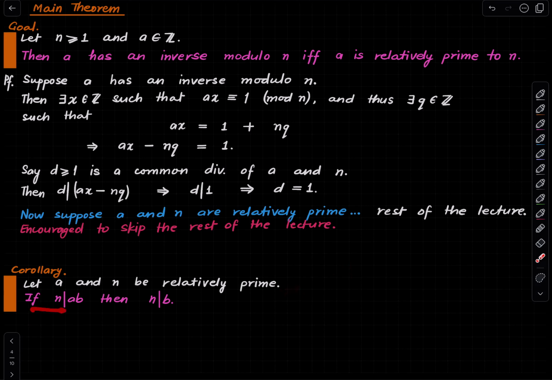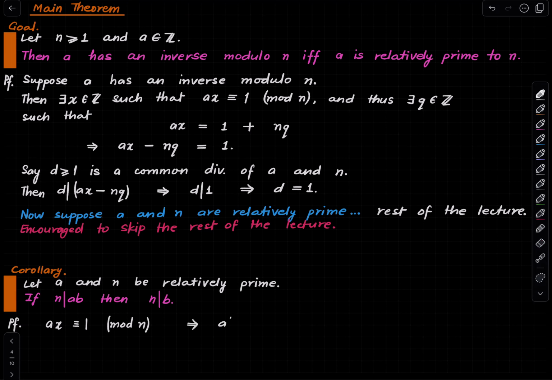So let's see why this is true. We will use our main theorem. If a and n are relatively prime, then we know that there is x such that this congruence holds. Multiply by b on both sides.